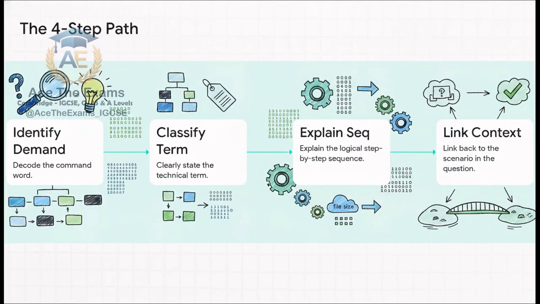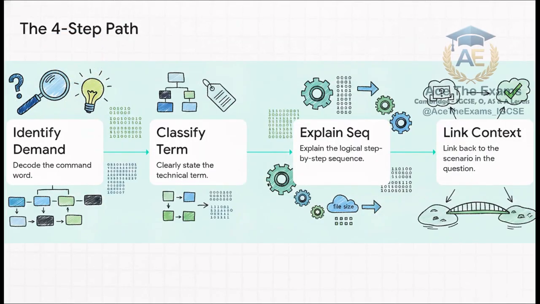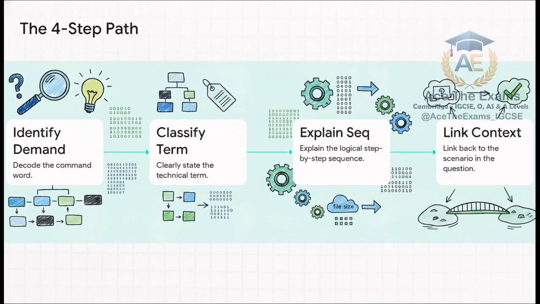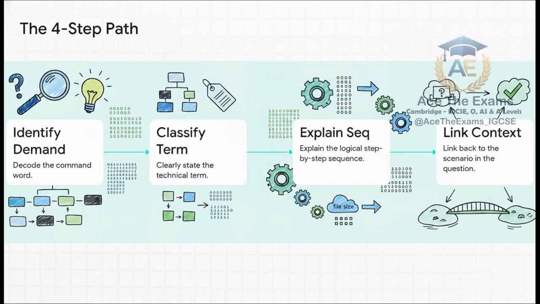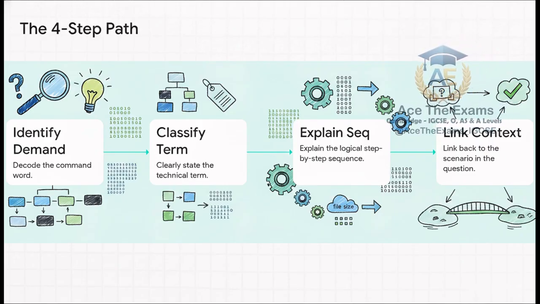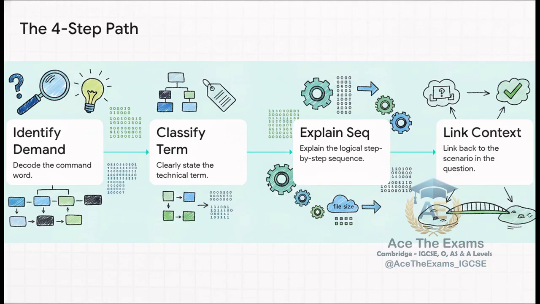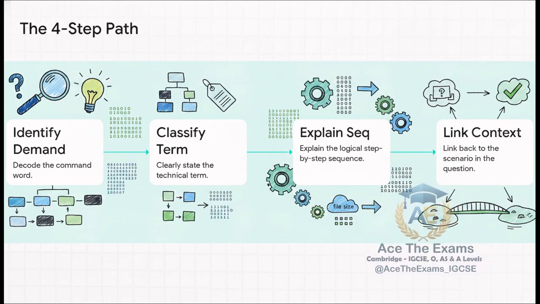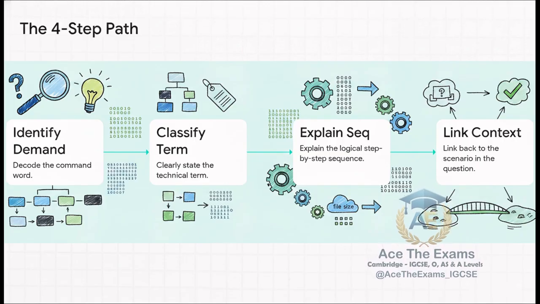So, the source material reveals this fascinating, disciplined 4-step path to structure your answers logically, rather than just writing down facts in a totally random, panicked order. This is the absolute heartbeat of the PEEL framework applied directly to computer science. Step 1. Identify the demand. You must decode the command word first. Is it asking for a process, a hardware choice, or an evaluation of 2 options?